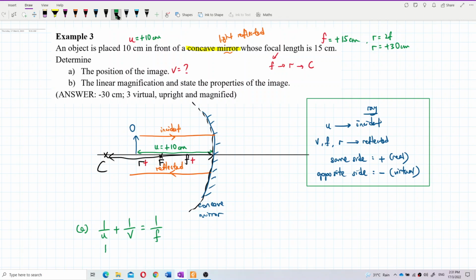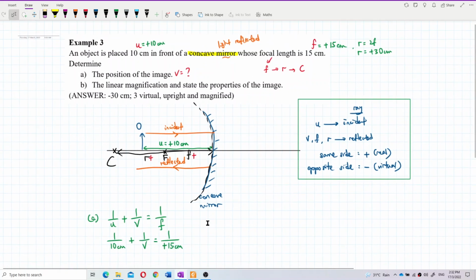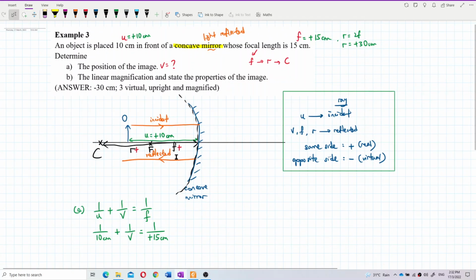The object distance is positive 10 centimeter. I need to write the centimeter here because you need to write the unit with the value. This is not meter, this is not an SI unit. If it is not an SI unit, you need to write the unit together with the value. And then the focal length is also positive 15. Why is the focal length positive? Because it is on the same side as the reflected ray, so that's why it's positive 15.